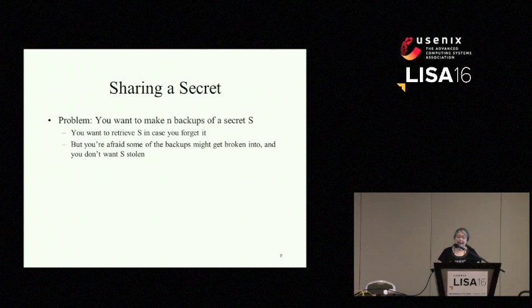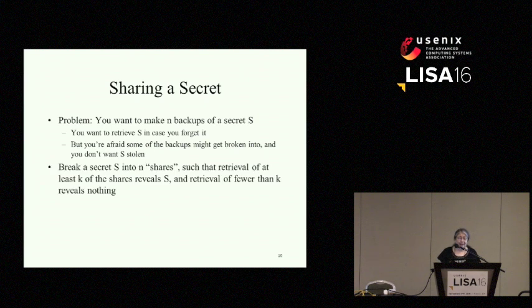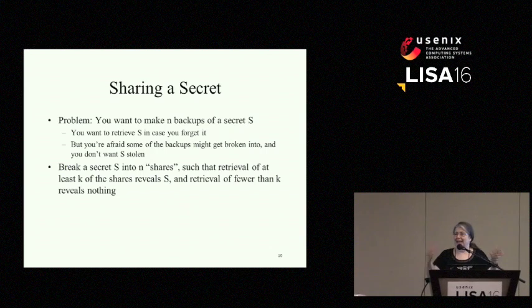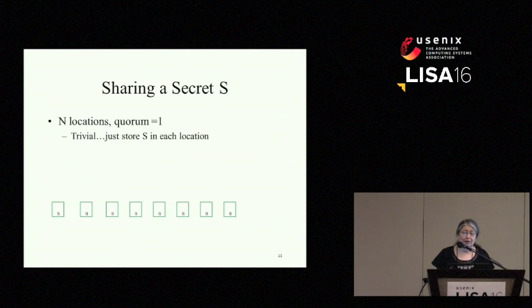So the problem is you want to make n backups of a secret S, and you want to be able to retrieve S in case you forgot it, but you're afraid that some of the backups might get stolen and then people will find out what S is. So what you're going to do is break a secret into shares. You're going to store it in n places such that retrieval of at least k is required to figure out what S is. And if you get fewer than k, so if only 3 of them get broken into and k is 5, then S is not revealed.